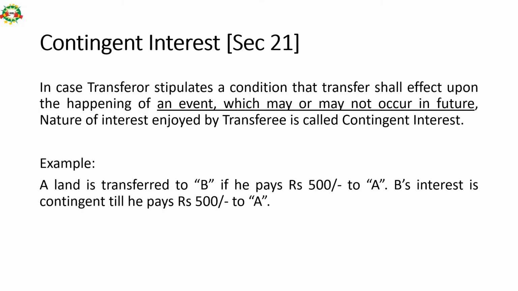In case the transferor stipulates a condition that the transfer shall take effect upon happening of an event which may or may not occur in future. So in case of vested interest, it was of full certainty. Happening of the event was certain. However, in case of contingent interest, the event may or may not occur in future. So the nature of interest enjoyed by the transferee is called contingent interest. For example, a land is transferred to B if he pays rupees 500 to A. Then B's interest is contingent till he pays rupees 500 to A.